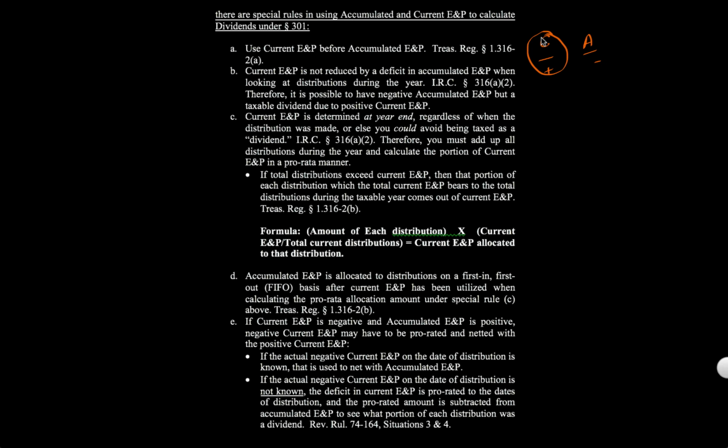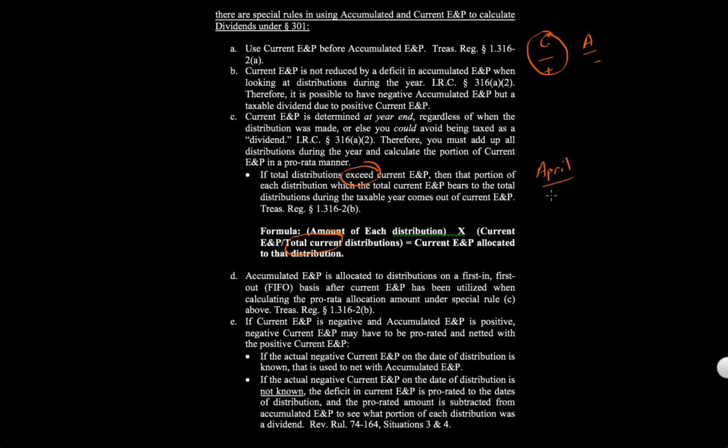The idea is that if you have multiple distributions during the year, you have to prorate those throughout the year, and you do that at the end of the year. Now, if the total distributions exceed current E&P, then the portion of each distribution is prorated throughout the year. So here's the formula. You consider the total current distribution during the year.